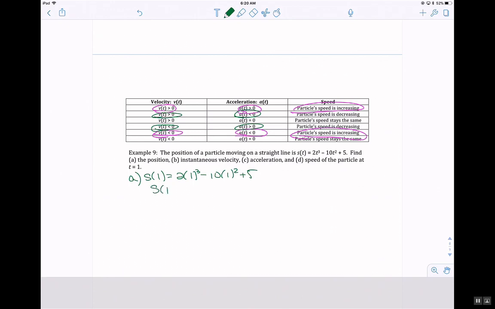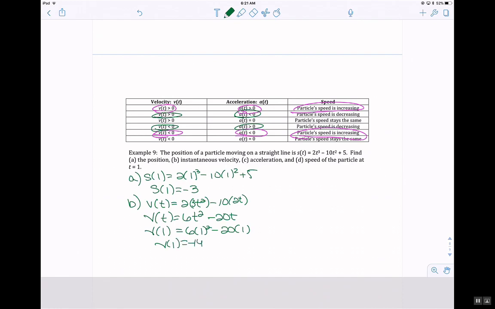B, instantaneous velocity. Take the derivative of position. So v of t is equal to 2 times 3t squared minus 10 times 2t, and then the 5 goes away. So v of t is equal to 6t squared minus 20t. So v of 1 is 6 times 1 squared minus 20 times 1. So v of 1 is equal to negative 14.